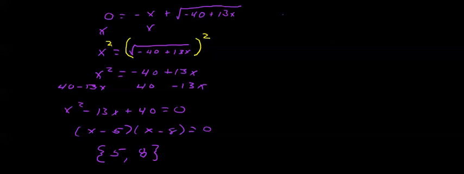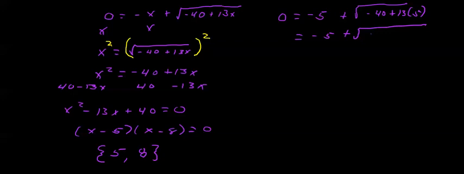And then we check. 0 equals the opposite of 5 plus square root of negative 40 plus 13 times 5. Negative 5 plus the square root of 65 minus 40. Just switching the order there. Negative 5 plus the square root of 25. Negative 5 plus 5. 0 equals 0. We're good to go.